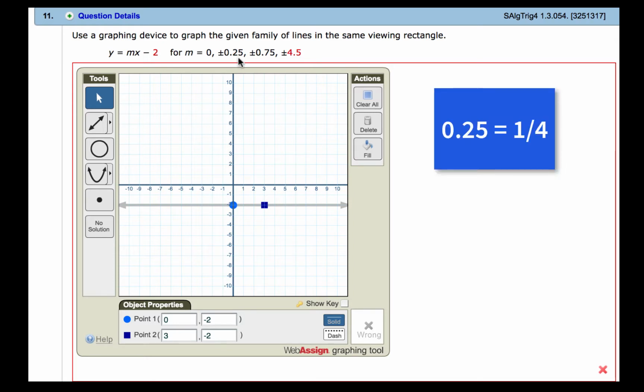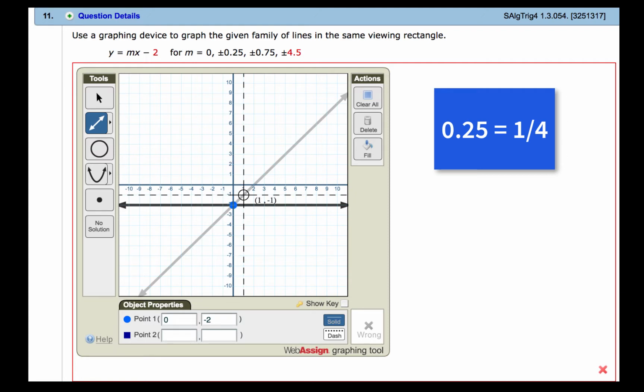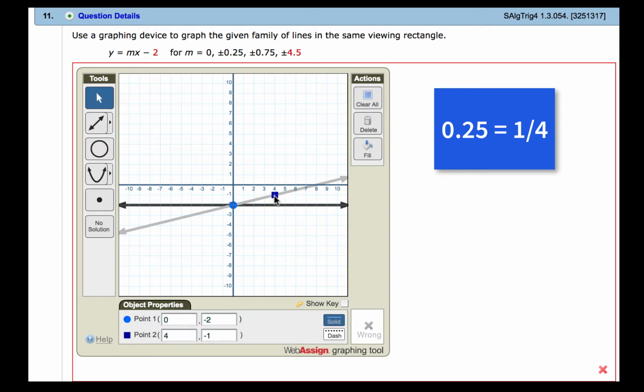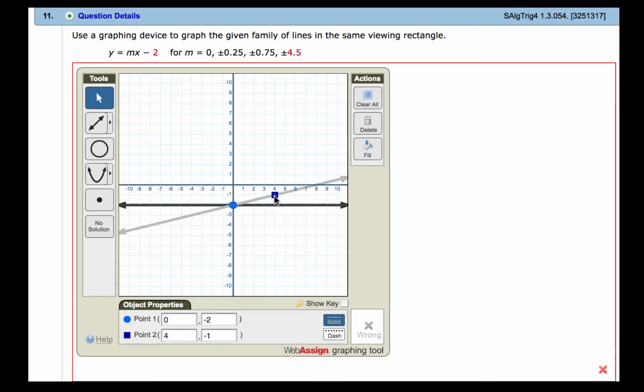0.25 can be expressed as 1/4. So expressed as a slope, the rise would be 1 and the run would be 4. So we'll choose the line tool. We will start with the y-intercept negative 2, and then we'll go up 1 and to the right 4, and put a point at the coordinates 4, negative 1, and now we have graphed the line y equals 0.25x minus 2.